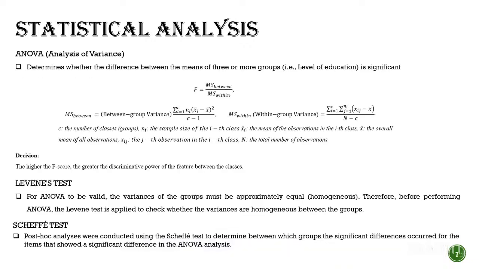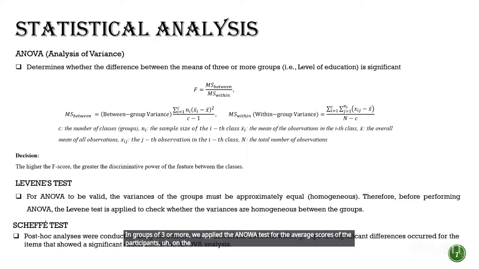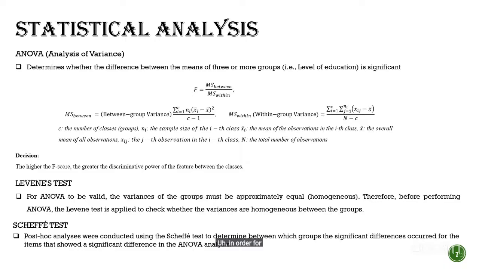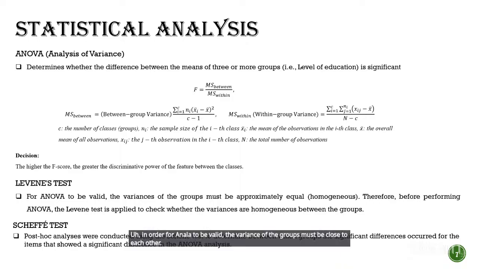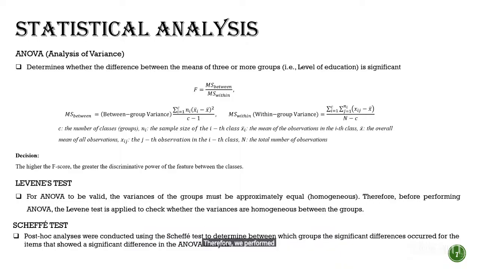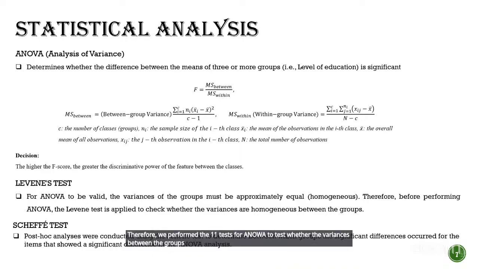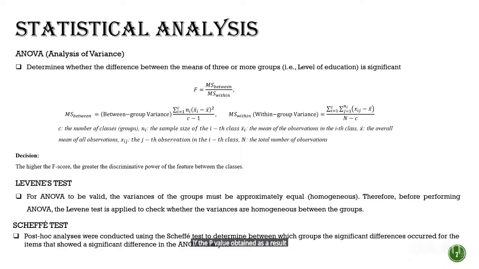In groups of 3 or more, we applied the ANOVA test for the average scores of the participants on the tendency scale. In order for ANOVA to be valid, the variance of the groups must be close to each other. Therefore, we performed the Levene test to test whether the variances between the groups were homogeneous. If the p-value obtained from the Levene test is bigger than 0.05, this shows that the variances are homogeneous and the ANOVA results are reliable.